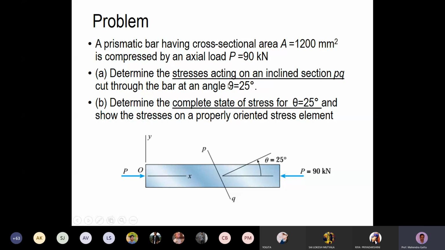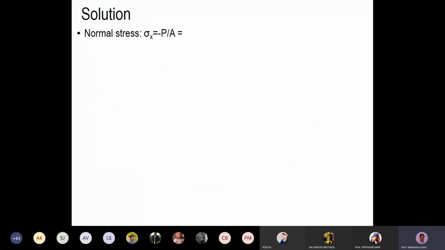So first part is straightforward. We can simply use that formula. Sigma theta is sigma x by 2 into 1 plus cos 2 theta, and tau theta is minus sigma x by 2 sin 2 theta. And second part we'll discuss again later. So first thing is we'll find the normal stress sigma x, which is minus P by A. So applied load is 90 kilonewton, area is 1200. So we'll have minus 90 kilonewton by 1200. This kilonewton we write as 10 power 3 newton. So 90 into 10 power 3 by 1200. We will get newton per millimeter square, which is also megapascal. So we'll have minus 75 megapascal.